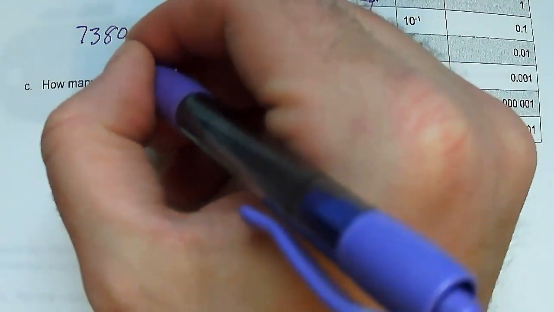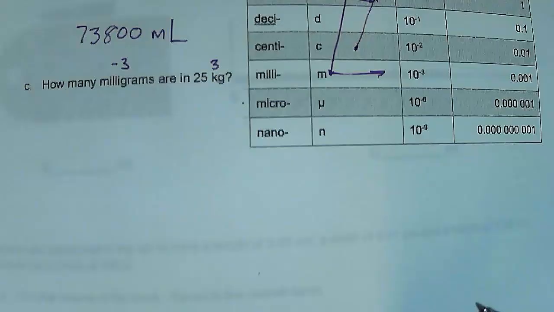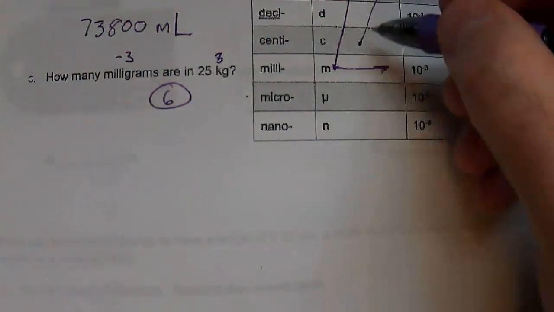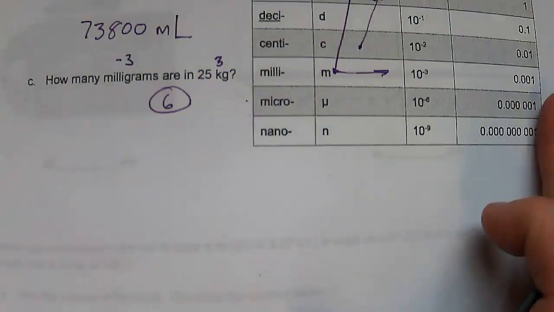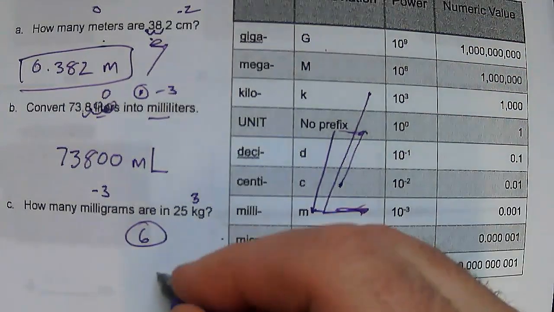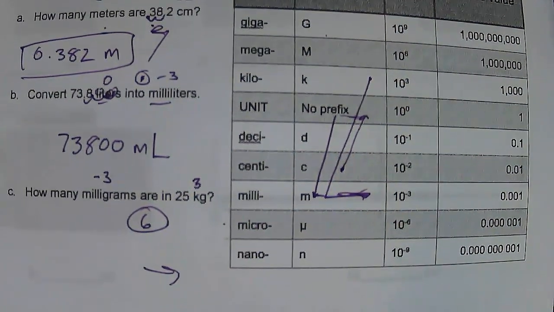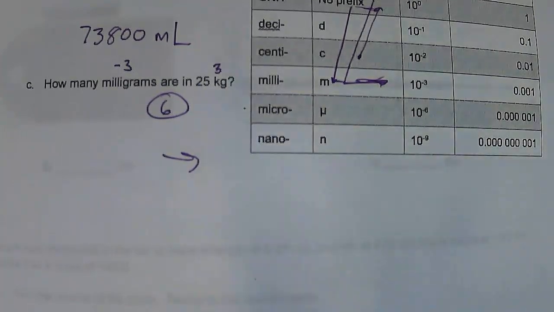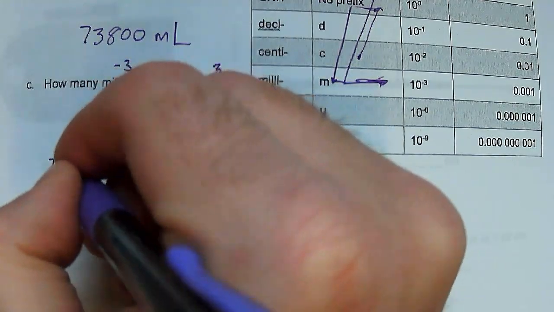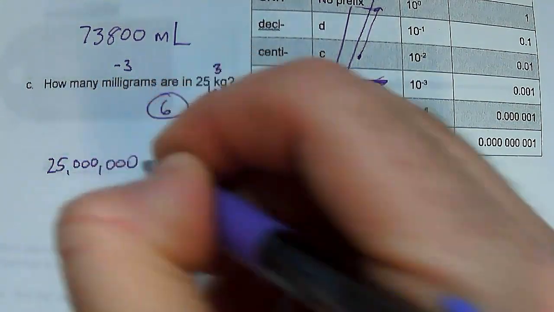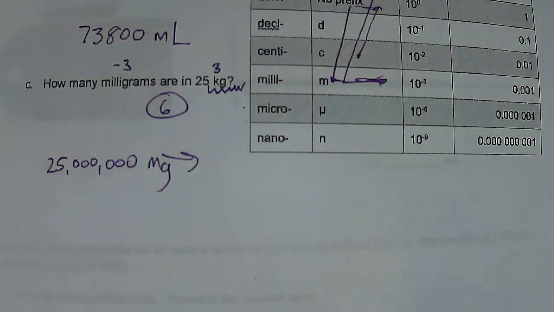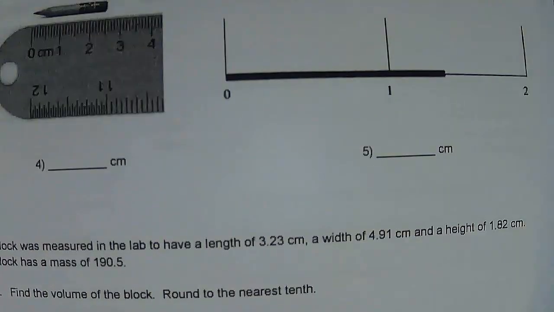And now milligrams to kilograms. Milli is -3 and kilo is 3, so the difference is 6. We're going from kilo all down this way, so we're going to move the decimal to the right 6 spots. 1, 2, 3, 4, 5, 6. So we're going to get 25 million milligrams.